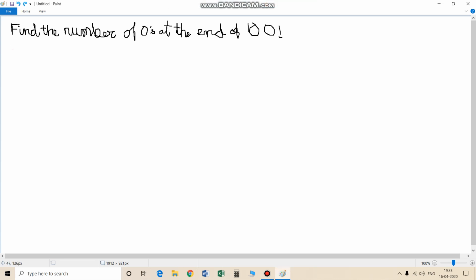This is the question for you all today. This is the video on De-Polygnac theorem, question 3, Q3. Please pardon my handwriting. It says, find the number of zeros at the end of 100 factorial.